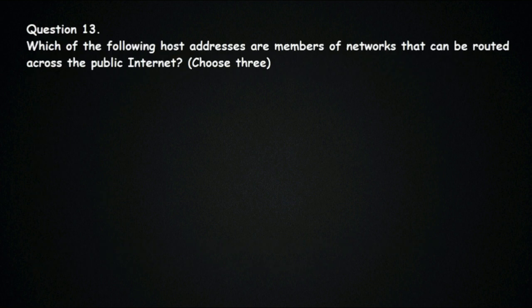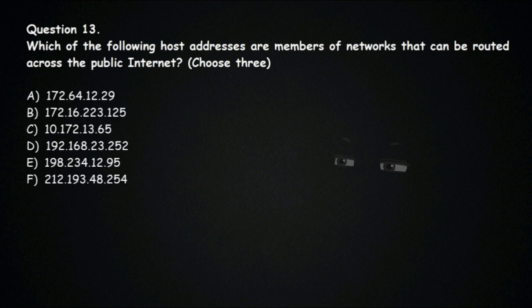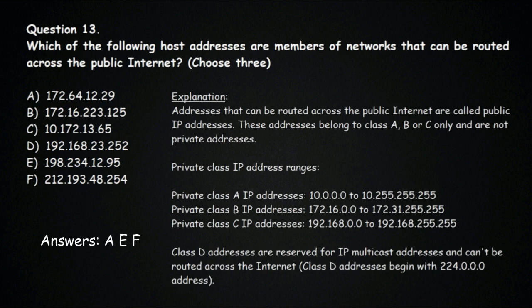Question 13. Which of the following host addresses are members of networks that can be routed across the public internet? Choose 3. Options. Answers are A, E, and F. Addresses that can be routed across the public internet are called public IP addresses. These addresses belong to class A, B, or C only and are not private addresses.